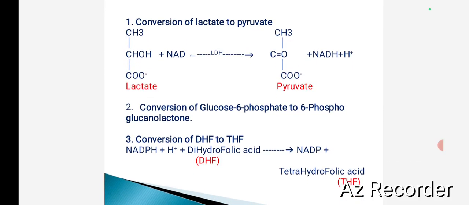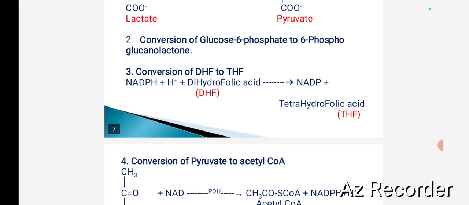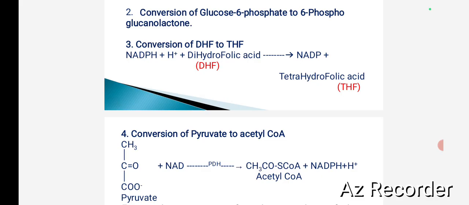Examples of NAD catalyzed reactions. First one is conversion of lactate to pyruvate. Lactate reacts with NAD plus in the presence of lactate dehydrogenase enzyme to form pyruvate and the reduced form NADH plus. Second example, conversion of glucose 6-phosphate to 6-phosphogluconolactone. Third example is conversion of dihydrofolate to tetrahydrofolate. NADPH plus reacts with dihydrofolic acid to give NADP and tetrahydrofolate.